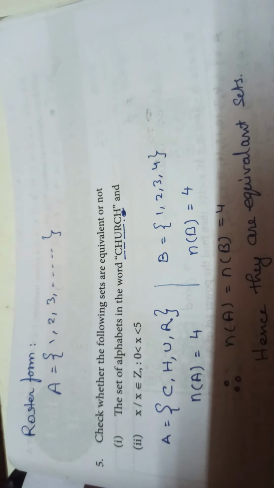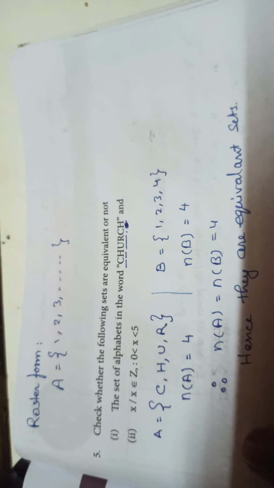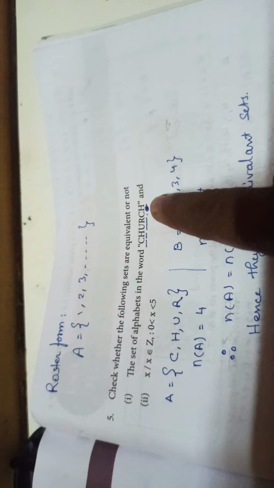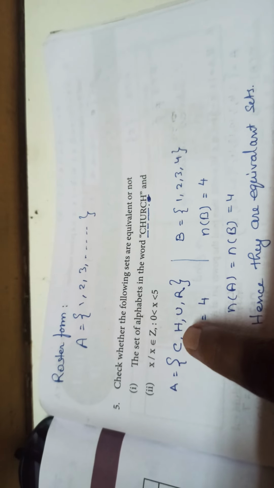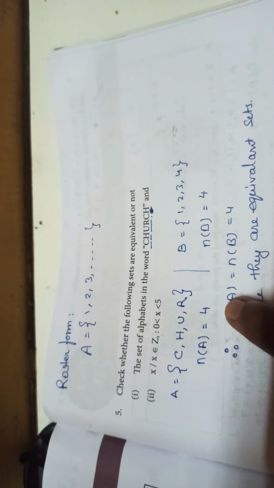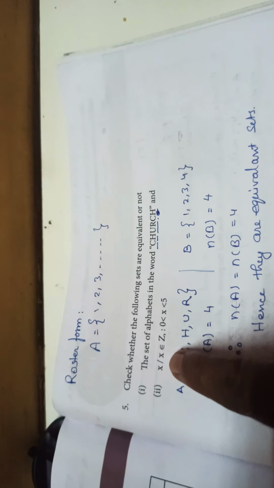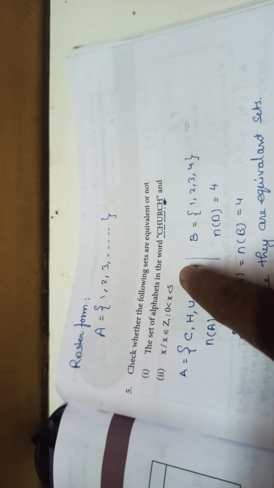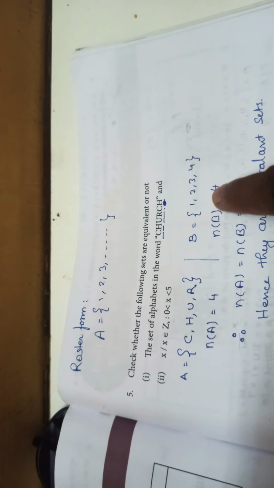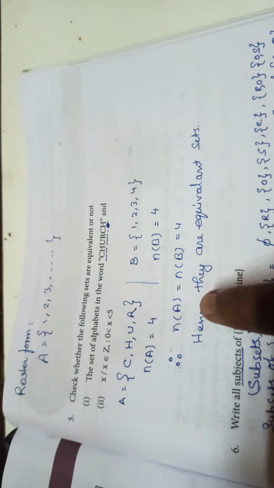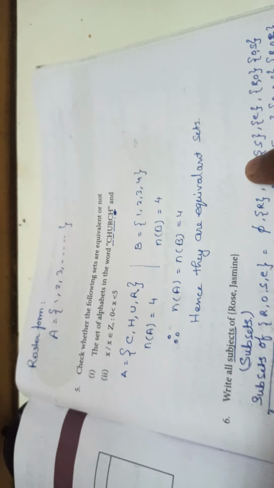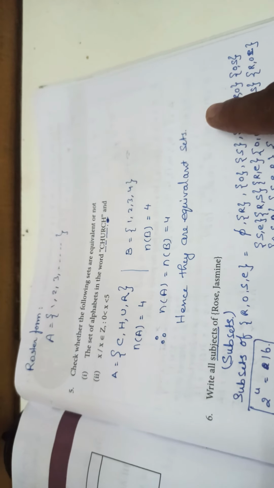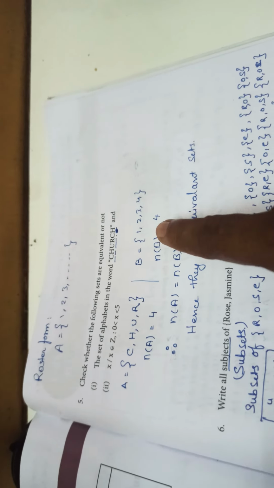Once we have to check whether they are equivalent or not, we need to check how many elements are there. As you know, CHURCH has a repeated C and repeated H. So we just write A is equal to C, H, U, R. There are 4 elements. B is equal to, now they are given x is an integer, that is in between 0 and 5. The numbers between 0 and 5 are 1, 2, 3, 4. So n of B is equal to 4. n of A is equal to n of B. Hence they are equivalent sets. So whatever the numbers in between, we don't bother about it. We bother only about the number of elements.